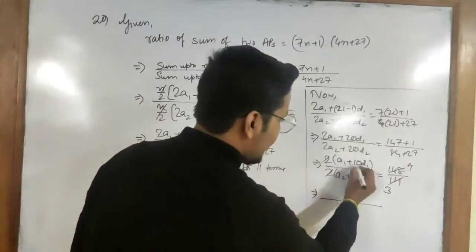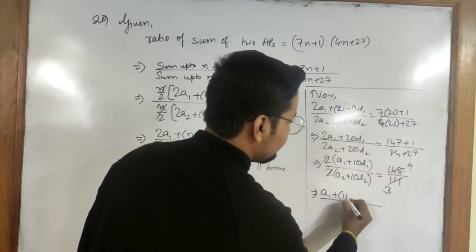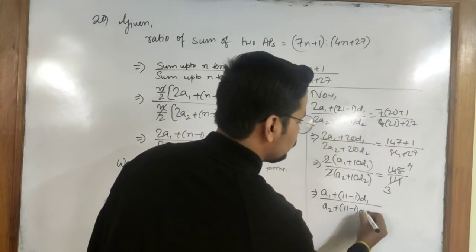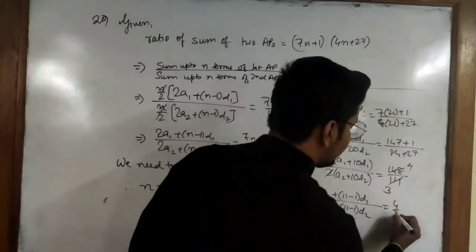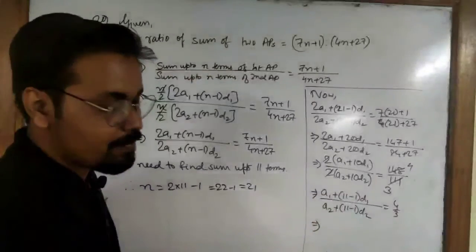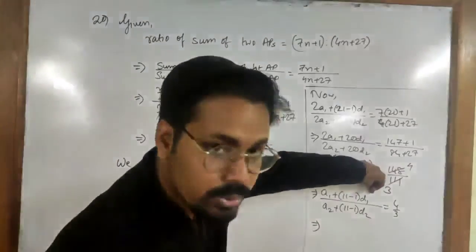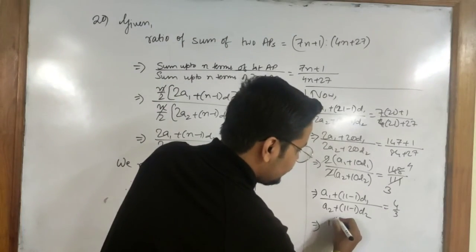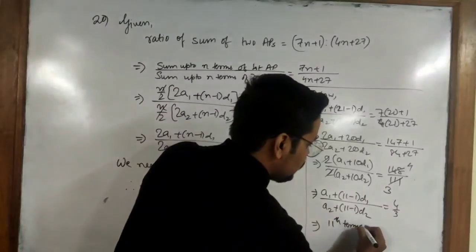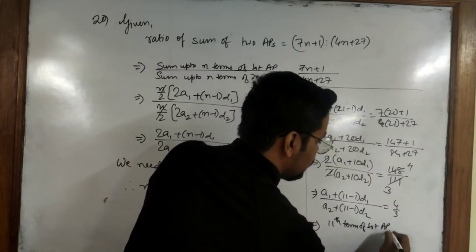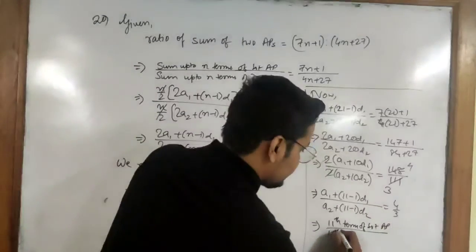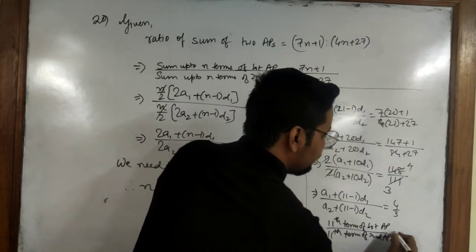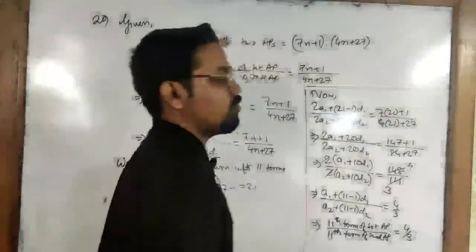So now I can write this as a1 plus 11 minus 1 into d1 over a2 plus 11 minus 1 into d2 is equal to 4 by 3. That means, since the nth term is a plus n minus 1 into d, a plus 11 minus 1 into d is the 11th term of the first AP divided by the 11th term of the second AP, and the ratio is 4 by 3.